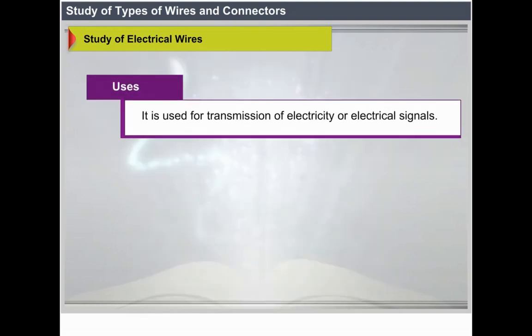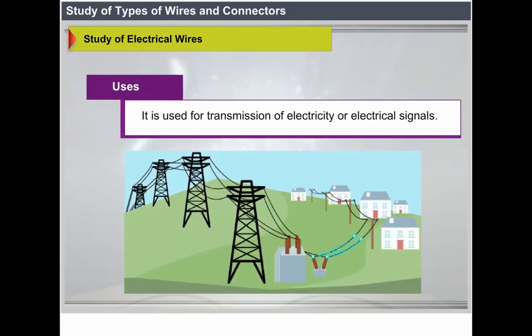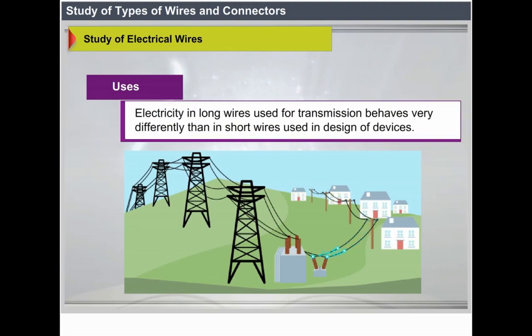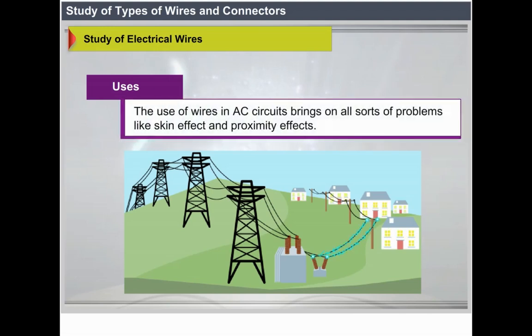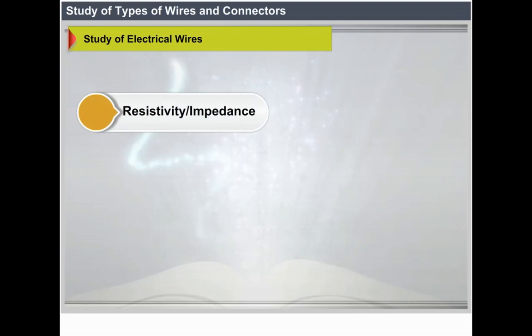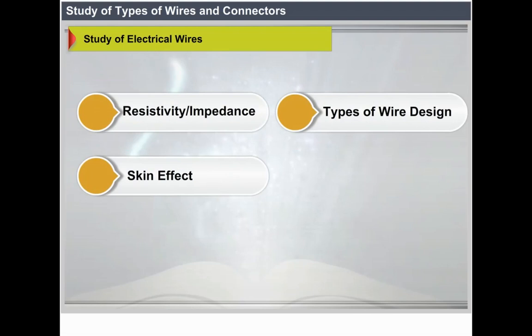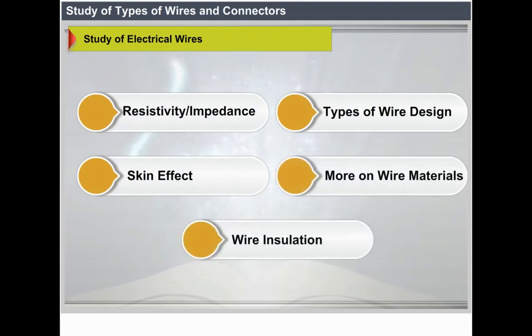Uses. It is used for transmission of electricity or electrical signals. Electricity in long wires used in transmission behaves very differently than in short wires used in design of devices. The use of wires in AC circuits brings on all sorts of problems like skin effect and proximity effects, resistivity or impedance, skin effect, types of wire design, more on wire materials, wire insulation.